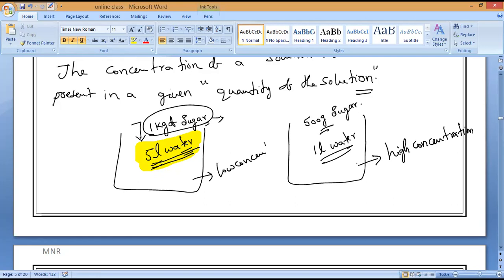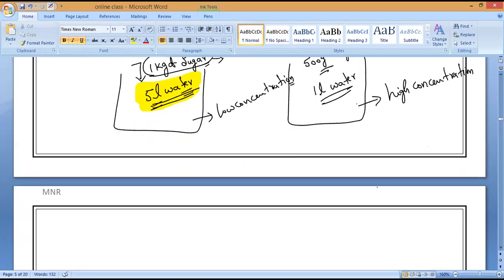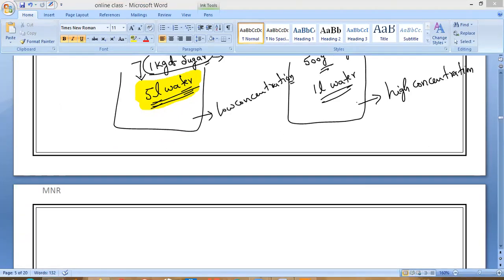Low concentration. Do you understand, Mr. Gokul and Akilan? So that is why the quantity of the solution is also very, very important. Understood, everybody? Yes, sir. Now I will show you an image which contains a chemical compound which is very well known to us.